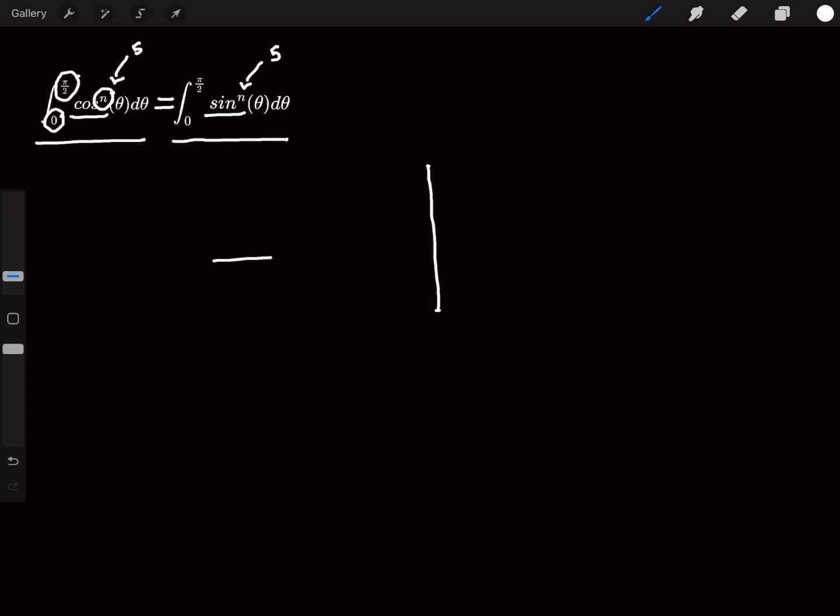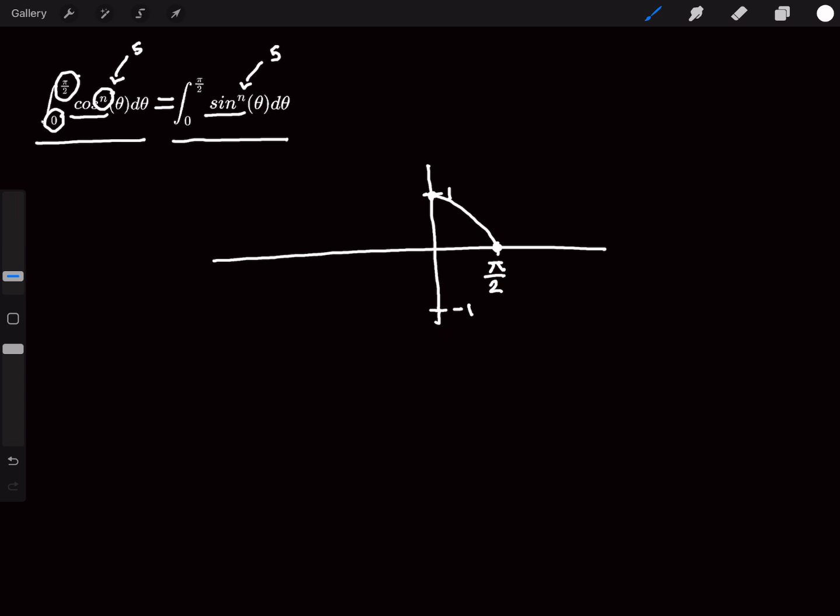So we can first draw the x and y axes. And then we can put 1 here and -1 here. And it goes from 0 to pi over 2, so we can go from 0 to pi over 2 like so. Now, when theta is 0, cosine is 1. And when theta is pi over 2, cosine is 0. So the graph of cosine from 0 to pi over 2 kind of looks like this.